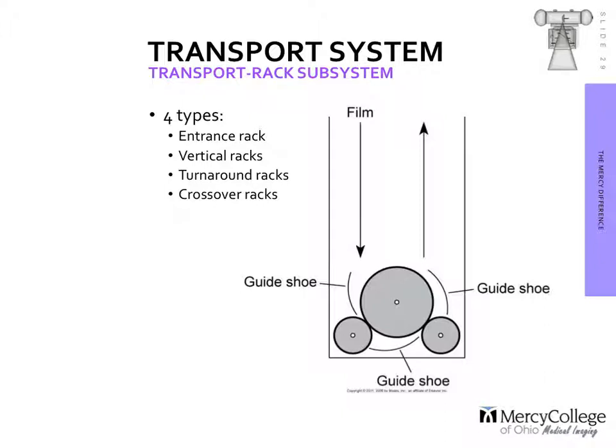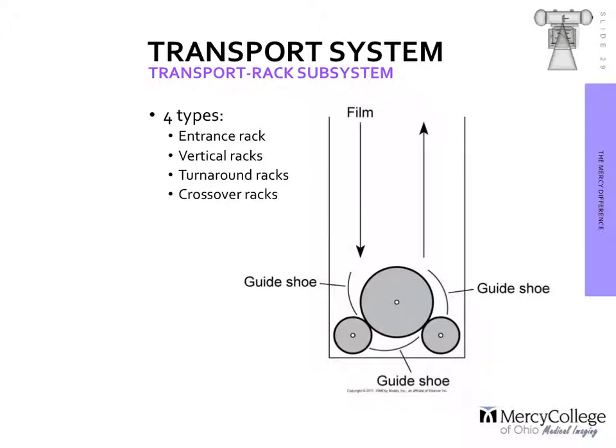So they're going to guide the film essentially into and out of each of the tanks. So they would help with this aspect of things. The turnaround racks, these are going to contain the master rollers, transport rollers, and guide shoes to help turn around the film at the bottom. But the next one is the crossover rack, and it's just what it says. It's crossing over from one tank to another tank. So these racks help to take the film from developer to fixer, or from fixer to wash, or from wash to dry, depending on the nature.